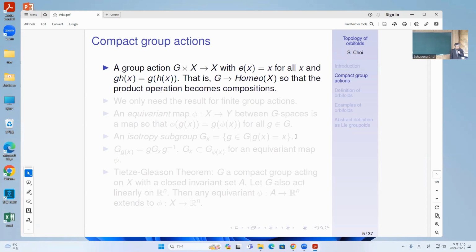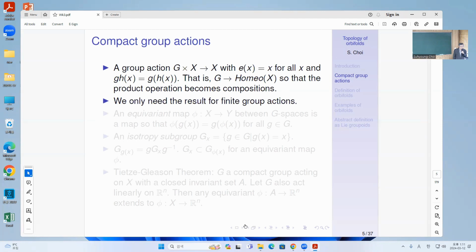Okay, so what is a compact group action? Of course, just start with G, just let's say G is a group. Then G times X goes to X with ex = x, ex = x for all x, and g(hx) = (g∘h)x. So this is a left action. Group action means that it satisfies these properties. So there's a homomorphism from G to the homeomorphism group of X, right, so that the product is composition here. Okay, so that's what the group action means.